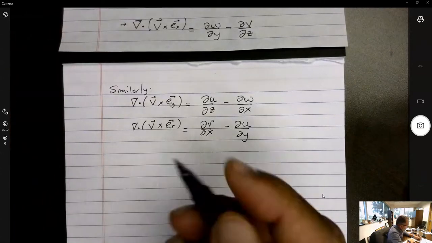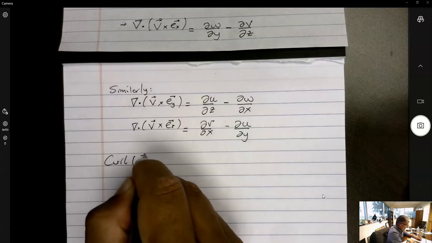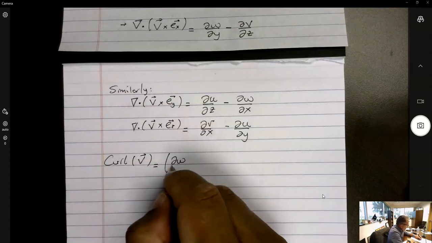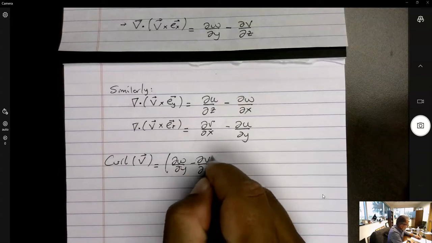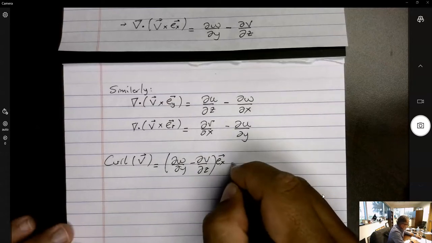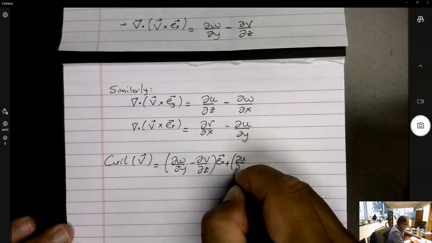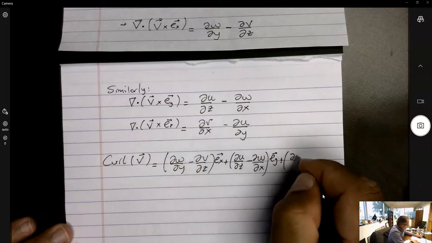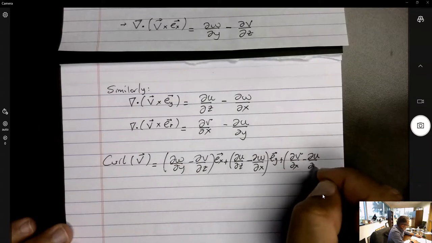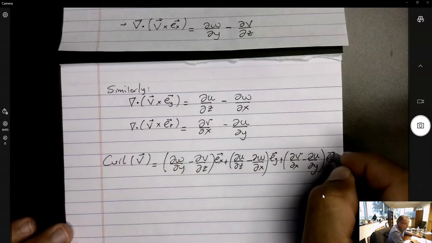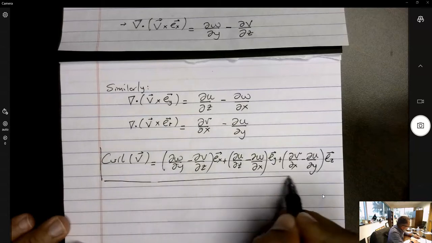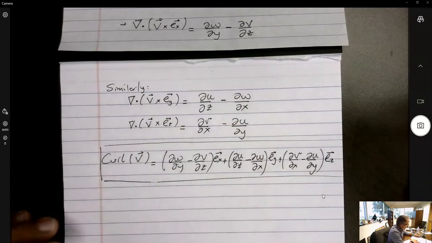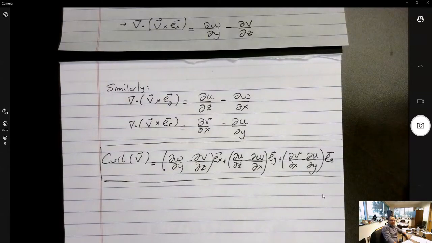So the curl of v is therefore dw dy minus dv dz in the x direction, let me see if I can fit them all here, du dz minus dw dx in the y direction, plus dv dx minus du dy in the z direction. So that's the curl operator. Given a vector UVW, where each of these components of the vector field are functions themselves, this is the resulting vector field that is the curl of the vector.